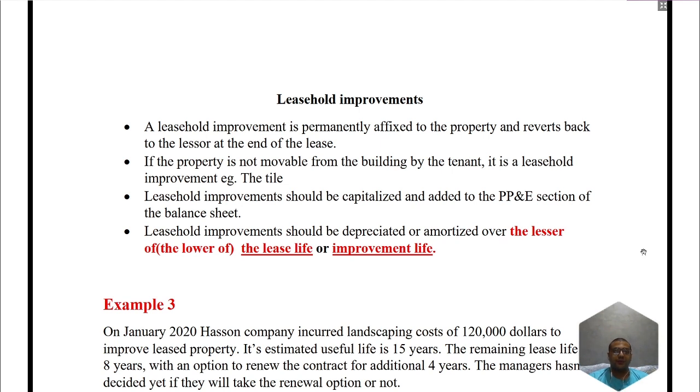A leasehold improvement is permanently affixed to the property and reverts back to the lessor at the end of the lease. If the property is not movable from the building by the tenant, it's a leasehold improvement. For example, the tile. If you've leased an apartment and you didn't like the tile, so you decided to change the tile, it's a leasehold improvement, because at the end of the lease, you're not going to take the tile with you. You're going to leave the apartment and the tiles in it.